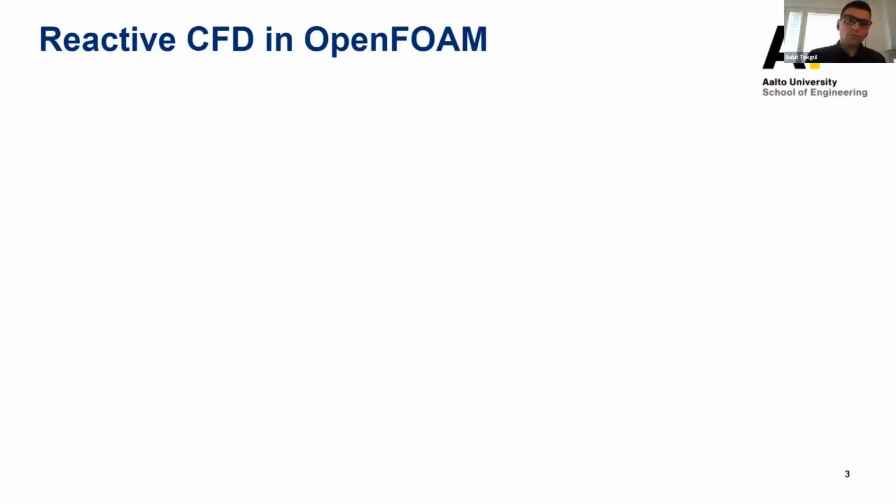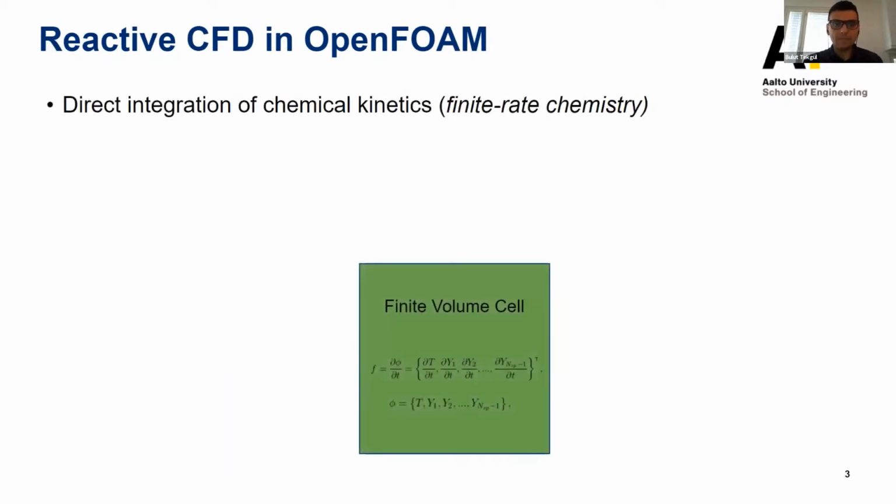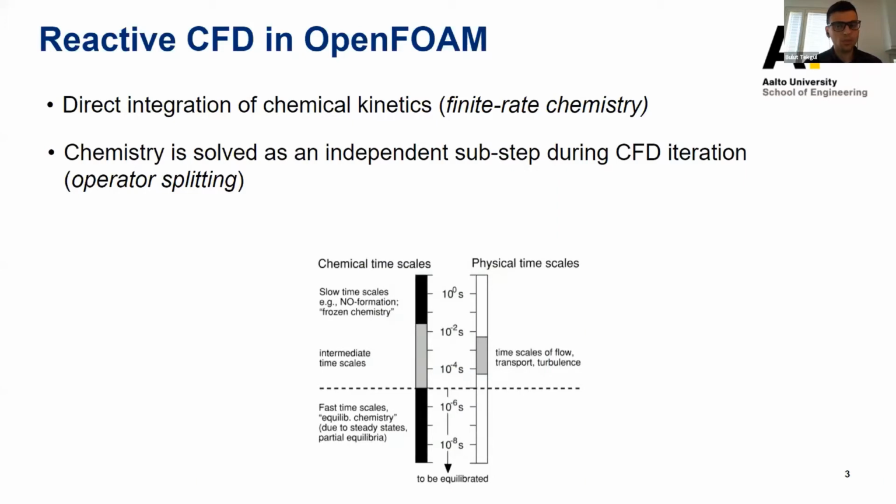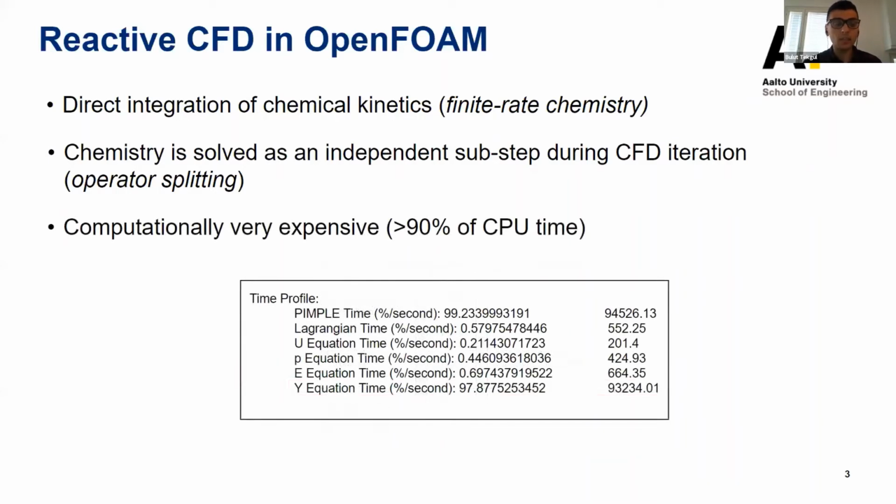If we briefly talk about reactive CFD in OpenFOAM, it usually is done in a way that we directly integrate the chemical kinetics using finite rate chemistry in a single computational cell for each CFD cell in the domain. Chemistry is solved as an independent substep during the CFD iteration as a separate ODE problem, using a method called operator splitting. And it's computationally very expensive. For instance, you can see in this time profile that species transport and chemistry together take up about 97% of this particular simulation. So it's basically the driving bottleneck in reactive CFD simulations.